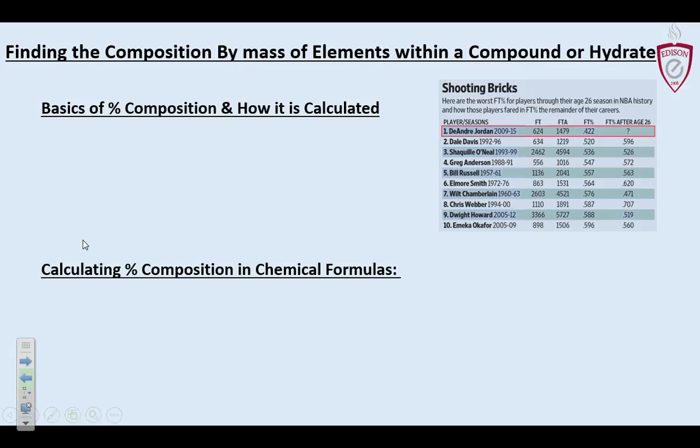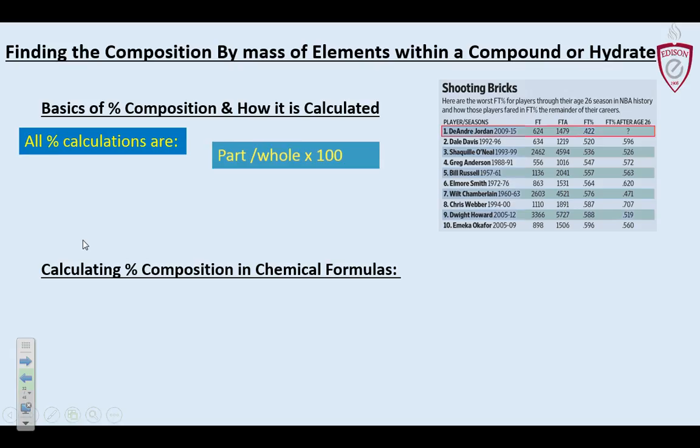Okay, good. Real basics, guys. All percentages: if you see the word percent, it means part over whole times 100. It could be in math class, basketball, whatever. Percent of boys in class, percent of people wearing hats. Part divided by the whole.